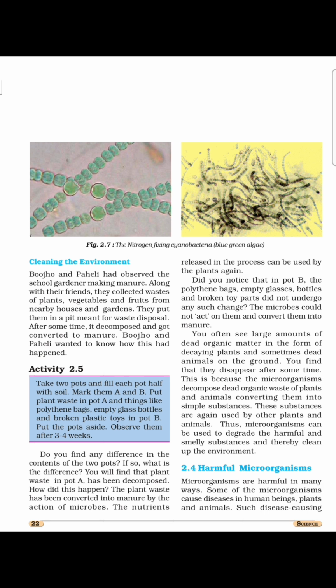Take two pots and fill each pot halfway with soil and clearly label the pots as A and B. In pot A, place plant waste. In pot B, place items like polythene bags, empty glass bottles, and broken plastic toys, and set both pots aside. Observe the contents of both pots after 3 to 4 weeks.